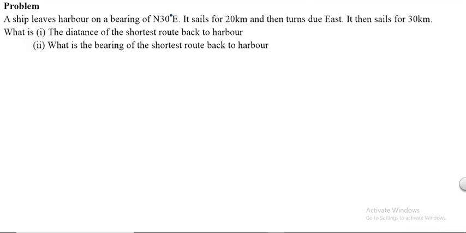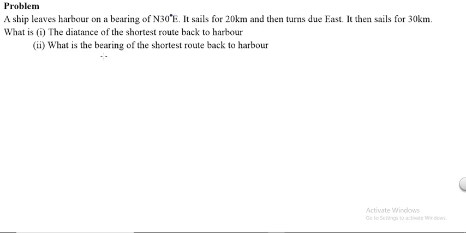So for the next part, we're going to be looking at how to apply what we've learned so far. A ship leaves harbor on a bearing of north 30 degrees east. It sails for 20 kilometers and then turns due east. It then sails for 30 kilometers. What is the distance of the shortest route back to harbor? What is the bearing of the shortest route back to harbor?